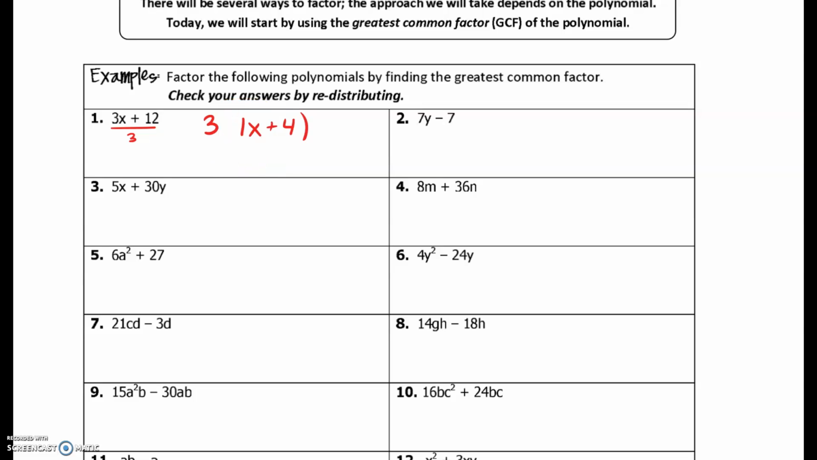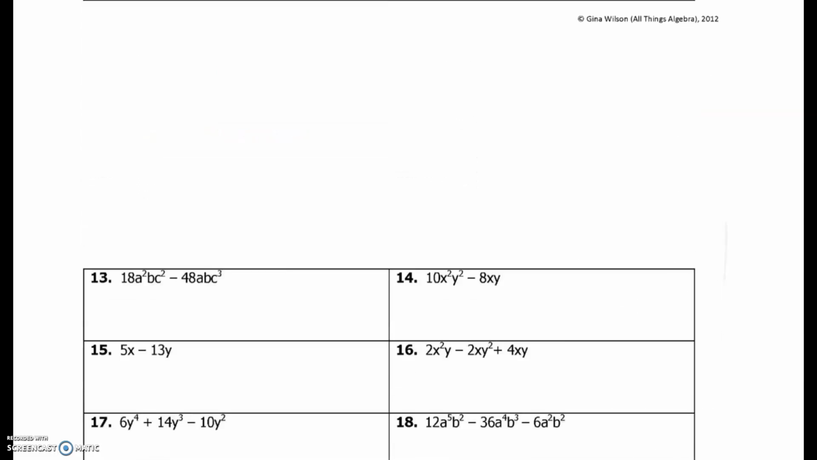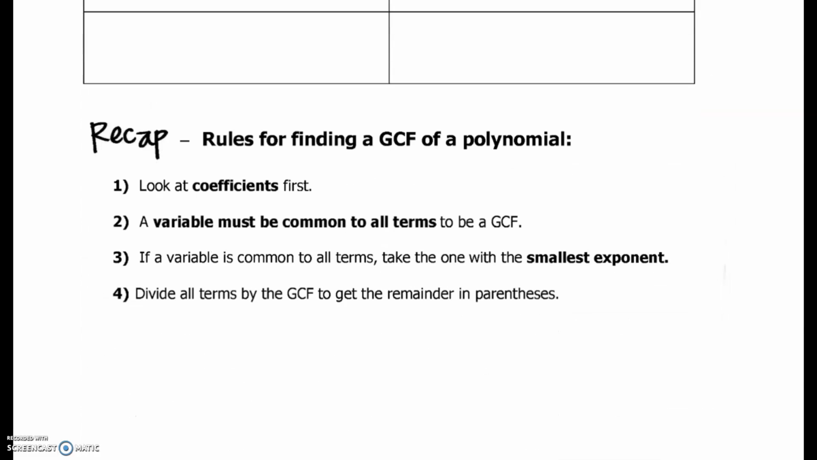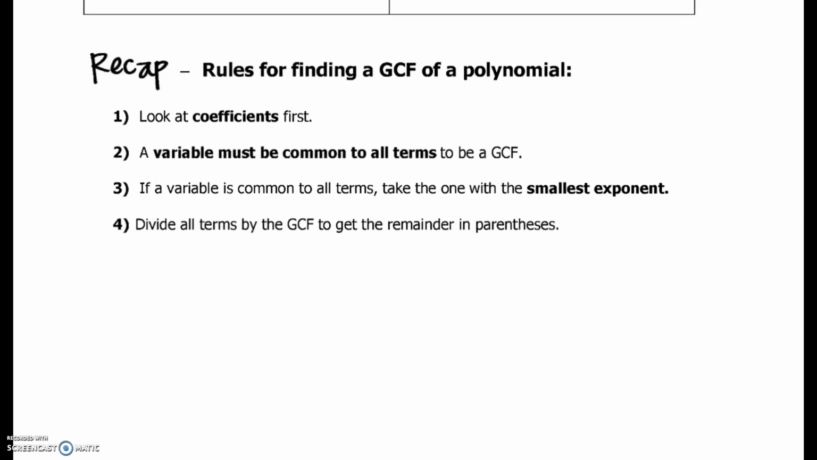Now that redistributing part, I don't really need you to write that every time. That's why I'm erasing it here, but it's definitely a good way to check your answer. Okay, now if you scroll down or look at the second page here, you will notice that there are some rules, and I think these are actually good to go over before we go any further.